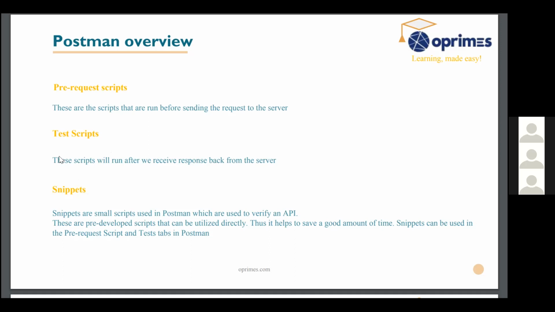Snippets means that instead of writing the scripts every time, we have shortcuts over here. In the Postman tool, we have the snippets column. If you click on the snippets, we'll see some of the options over there. Just by clicking on one, instead of writing the scripts, they will automatically appear over there. So let's go with the practical part.